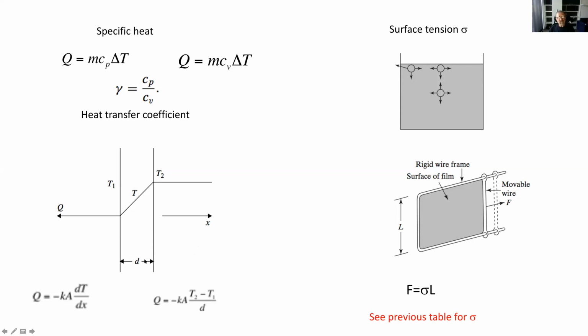Why is there a minus sign? Because the heat transfer is always from the high temperature to the low temperature. So if the temperature is increasing towards the plus X direction, the heat transfer will actually be in the opposite direction. Is it good?